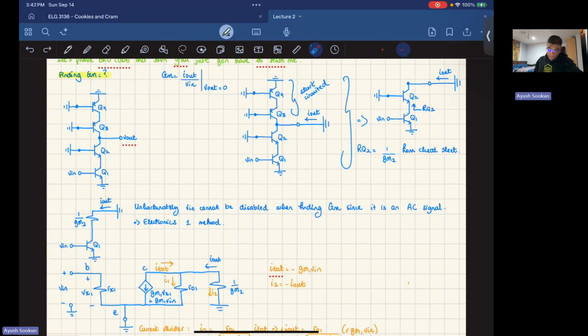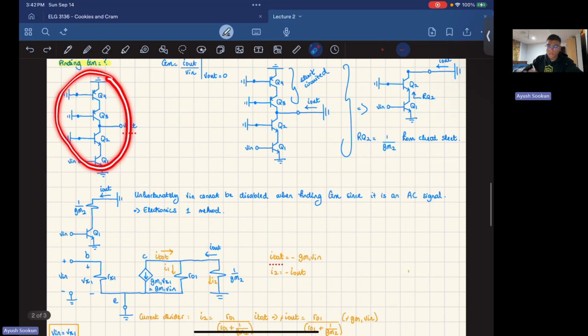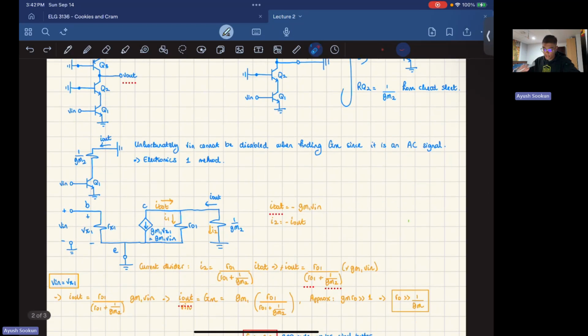Okay, there we go. So now we have such a circuit, and unfortunately, Vin cannot be disabled when finding GM because it is an AC signal. You can't disable Vin. However, we can still use electronics 1 method. Now, you took an electronics 2 problem, you used some methods we learned in the past lecture, and then you simplified your circuit to one transistor and one resistor. Now that shouts electronics 1. It shouts some bad memories and some tears and a lot of coffee. So what you want to do, you want to bring those back, but you're a stronger person now, so you should be chill with those AC analysis.